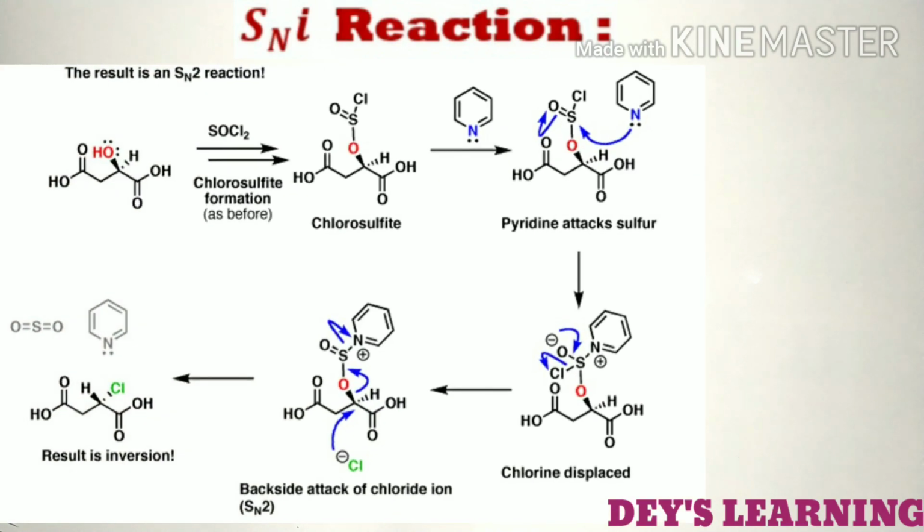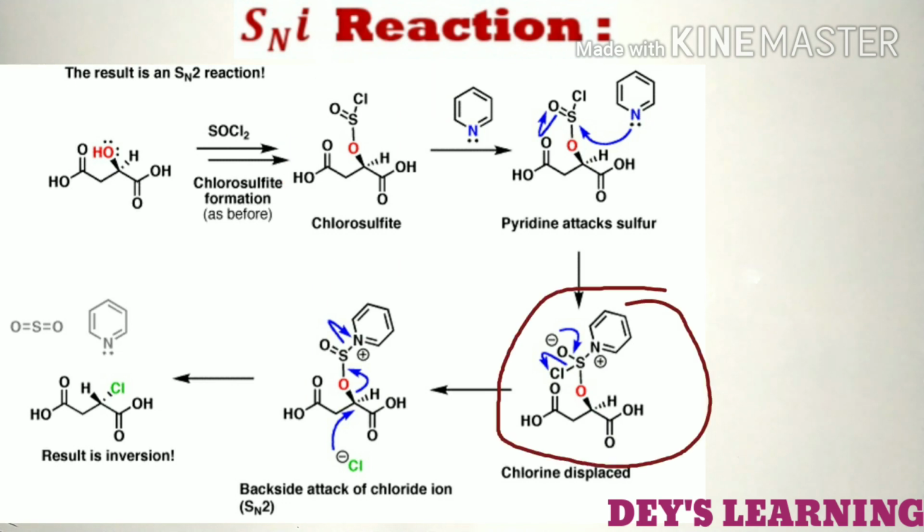Now what happened here? When the malic acid molecule reacts with SOCl2, in the first step the chlorosulfite molecule is formed in the previous way as before. We get the chlorosulfite. So now if pyridine is present in the reaction mixture, pyridine attacks this sulfur atom and this sulfur-oxygen pi bond is cleaved. So we get this type of intermediate, right?